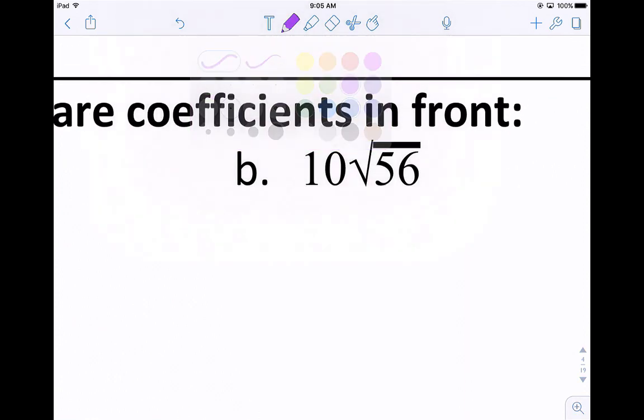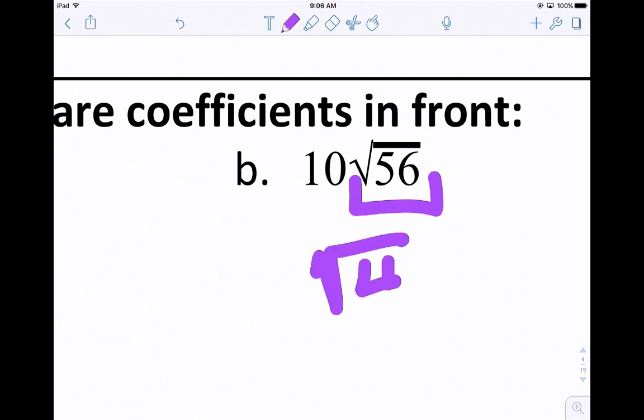What's the biggest number you can divide 56 by? The biggest square number, I should say. So let's go down the list. Let's see if I can find it. 56. 4. I think it's 4. So this will be the square root of 4 times the square root of 14.